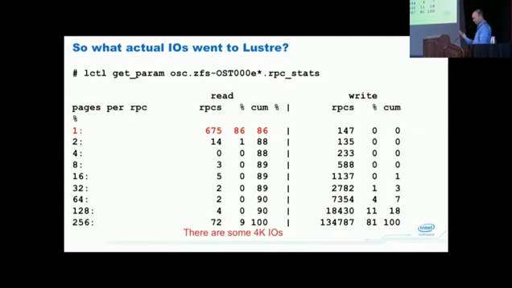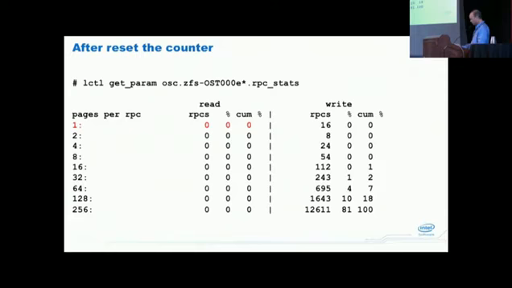So we see there's some 4K IOs. After we reset the counter, again, we don't see those small reads anymore. If you recall, when we were looking at the extent stats, we ran, saw some 4K reads, cleared the counters, saw 4K reads again, and since I know this, cleared the counters again, saw 4K reads, but we don't see that in the RPC stats.